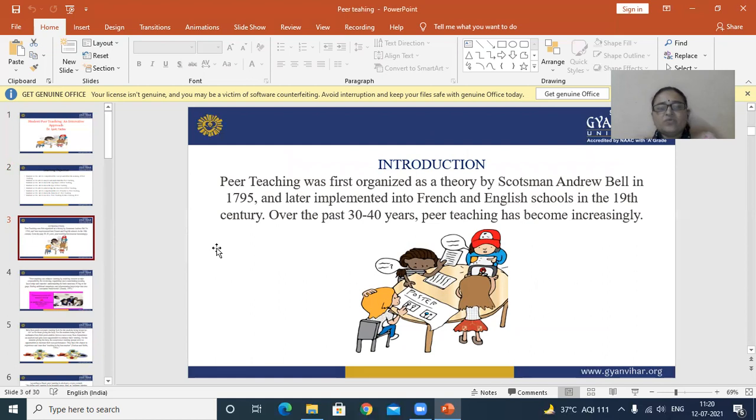Peer teaching was first organized as a theory by the Scotsman Andrew Bell in 1795. Later it was implemented in French and English schools in the 19th century. Over the past 30 to 40 years, peer teaching has become increasingly popular.